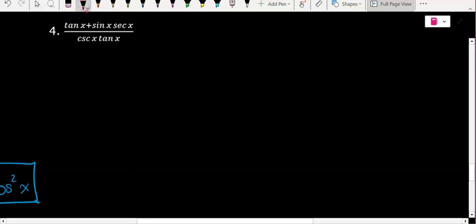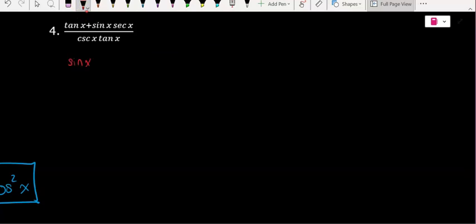All right, so for this one, we'll go ahead and rewrite this. So I have tangent x is sine over cosine. And then sine x, well, we already have that in terms of sine and cosine, so I'm going to write that sine over 1. And then secant x would be 1 over cosine. Okay, that's going to be my numerator.